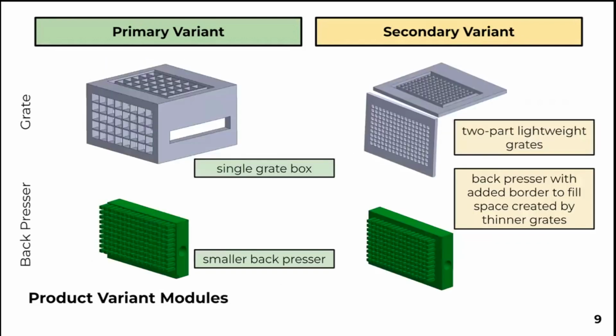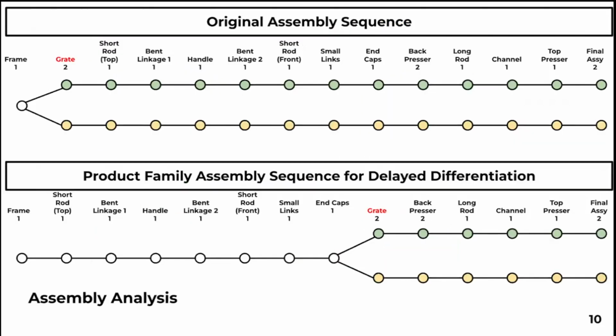Looking closer at the module design, we observe the biggest difference in the grate, which is a heavy-duty box for the primary variant and two lighter-weight halves for the secondary variant. This difference in size induces a need for slightly different sized back pressers in each variant. And we developed an assembly sequence for the product family that adds the grate variants later in the process to achieve delayed differentiation compared to the original sequence.